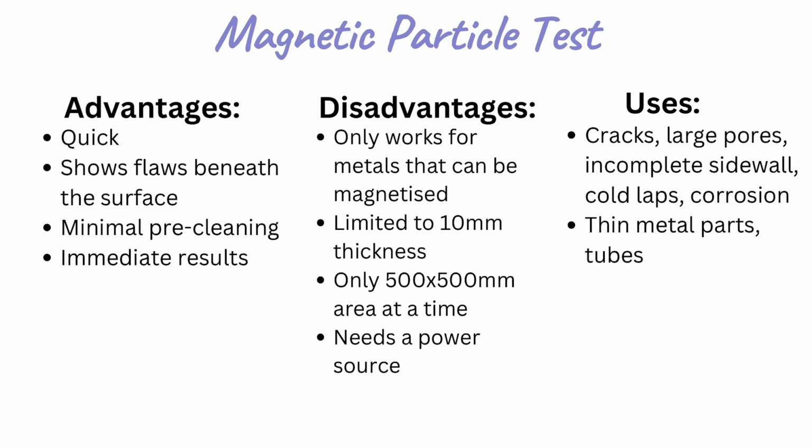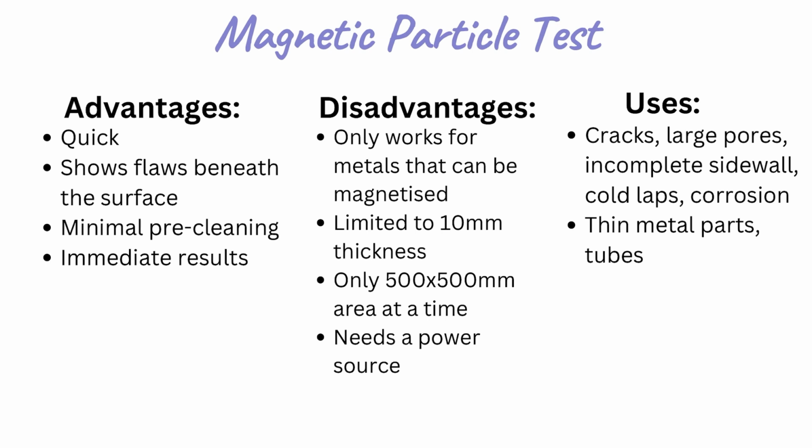Some disadvantages is that it only works for metals that can be magnetized, so no plastics, no ceramics, and it doesn't work for something like aluminium. A limited thickness can be tested, so only up to 10 millimeters, but everything within this 10 millimeters can be tested, not just the surface. It only works on an area of about 500 by 500 millimeters at a time, just because of the limitations of the electric applicator. It also needs a power source, so it's not super portable.